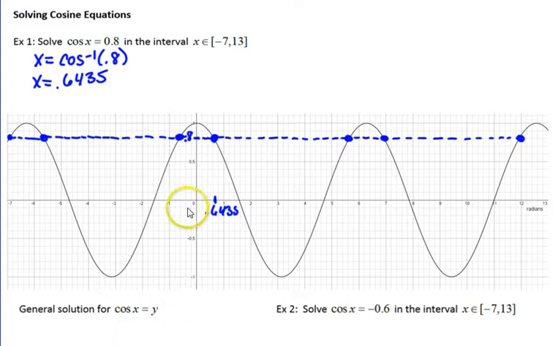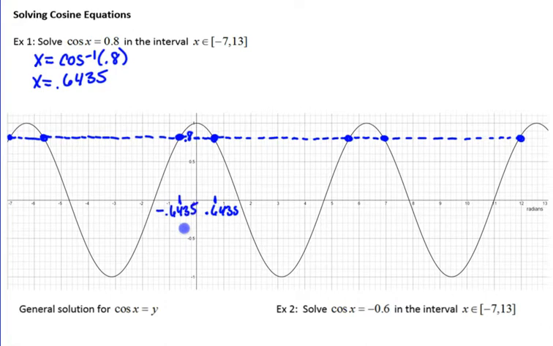One thing to notice is the symmetry of the graph. Here's the y-axis right here, and notice that the graph is symmetric on either side of the y-axis. So if 0.6435 is one x value that has a y value of 0.8, negative 0.6435 also should be another value. Looks like negative 0.6435.